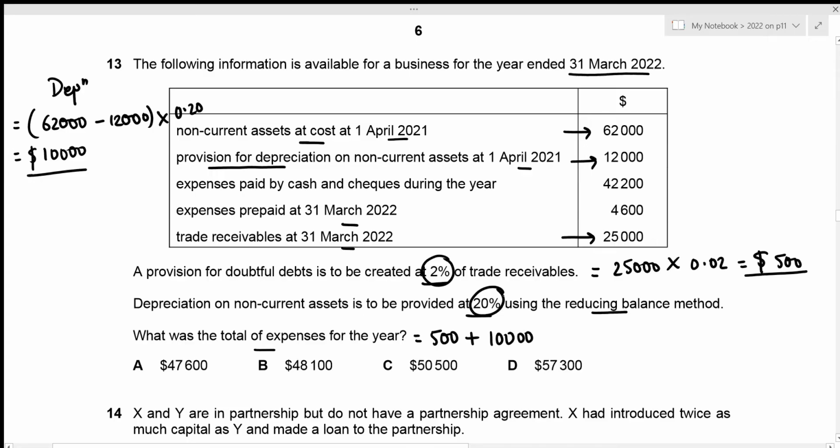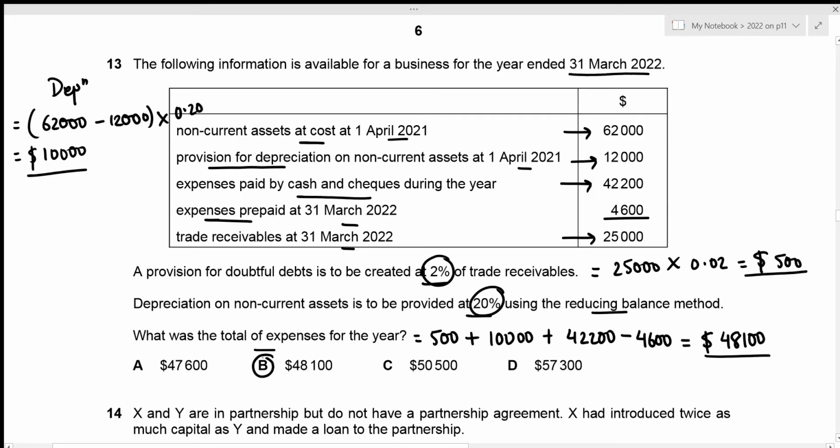Okay. And next we're given expenses paid by cash and checks during the year, which is 42,200. So let's add it as well. But we need to adjust the expenses prepaid because these are the expenses paid for the next year, which should not be included in the expenses for this year. So we need to exclude this, which just means that we need to subtract this value of 4,600. And this concludes everything. So our total of the expenses for the year is going to be 500 plus 10,000 plus 42,200 minus 4,600, which results in the value of 48,100. This is the correct answer, which is given in option B.